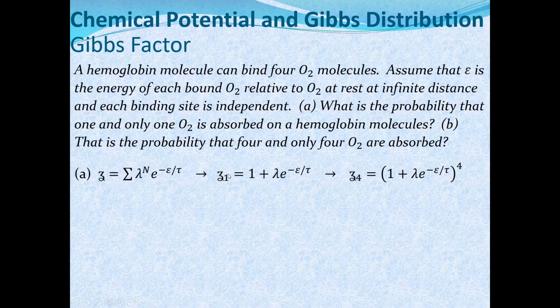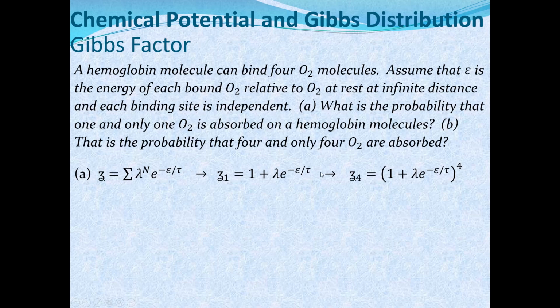Now, what we want to do is try to come up with a way of figuring out what it's going to be for all the particles. So for one bound hemoglobin, it would end up looking something like this. This would be whether it's not bound, and then this is if it's bound. So this is what it looks like. And then we also know for four, it would look something like this. Again, pretty much the same thing for all four.